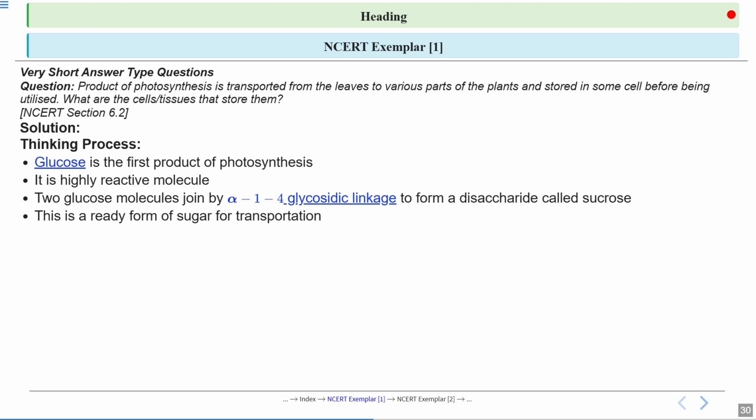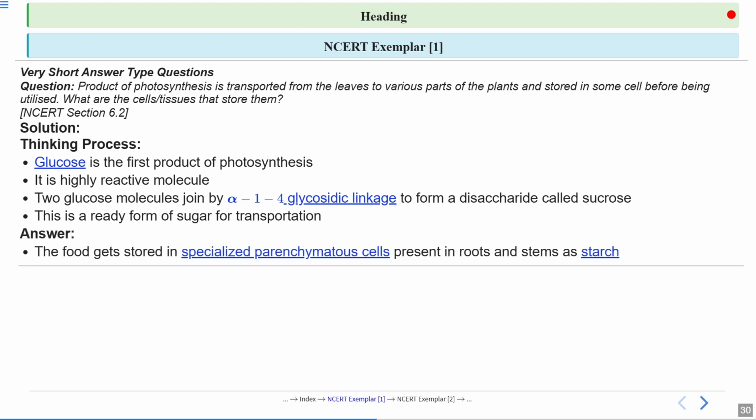This is the ready form of sugar to be transported. And in class 10th it is also mentioned that sucrose is transported. Sucrose is transported via phloem as a food material, not the glucose. Answer: the food gets stored in specialized parenchymatous cells present in the roots and the stems as the starch. So, the product of photosynthesis is transported from the leaves to the various parts of the plant and stored in some cells before being utilized. What are the cells tissue that store? The correct answer is parenchymatous.